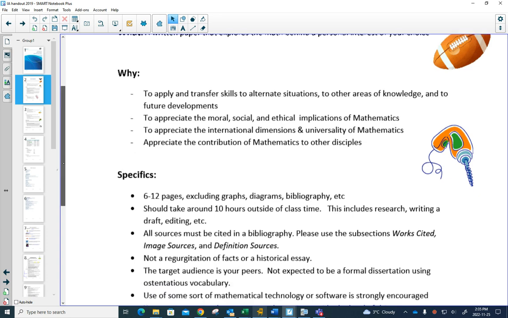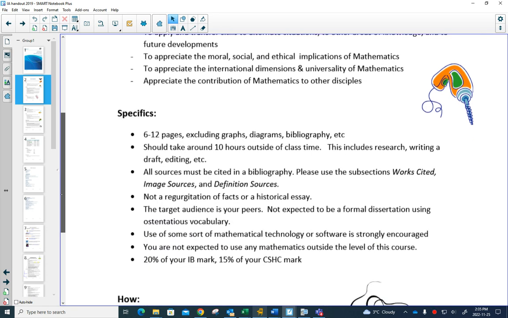So specifics, okay? 6 to 12 pages, has graphs, diagrams, a bibliography. So you're going to have to do a little bit of research and source your research and put that into your paper. This is an IB lie. They say it should take about 10 hours. It usually takes more. So it's not like, all right, I have nothing on Saturday, I'll get my whole IA done. That doesn't happen. It takes probably more than 10 hours, and you probably can't sit and do it 10 hours straight.